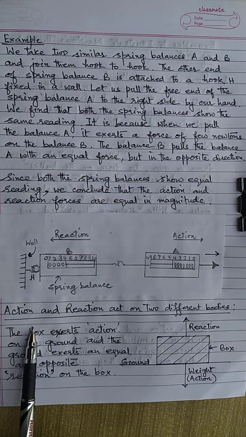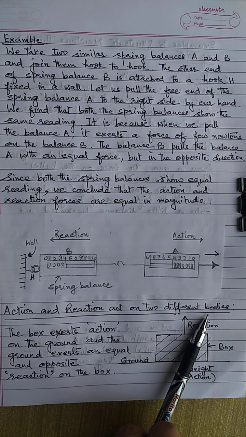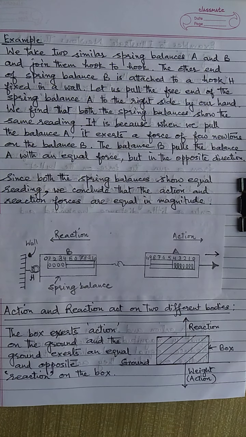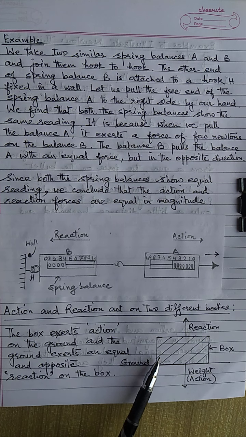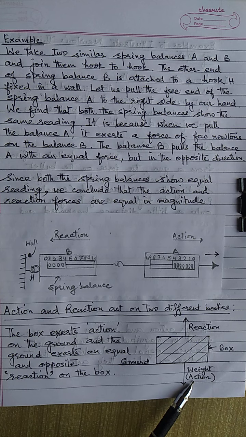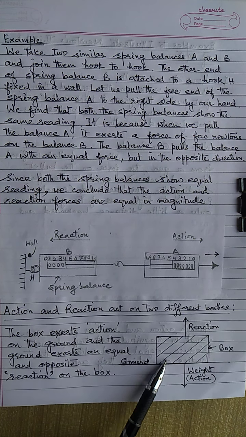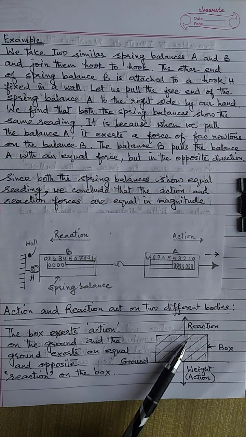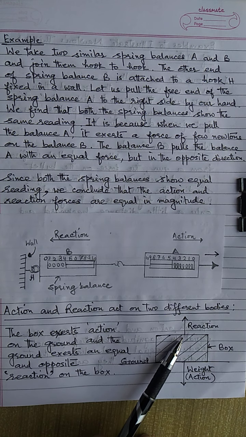So now we will study action and reaction acting on two different bodies. We have already done this example in the previous, I think first, law. This is a box lying on the ground. There is a weight, that is the action force. This is the force exerted by the box on the ground. And in return there is a reaction force, because to every action there is an equal and opposite reaction.